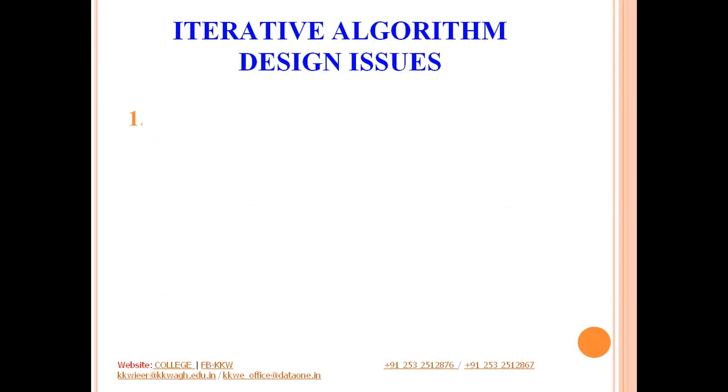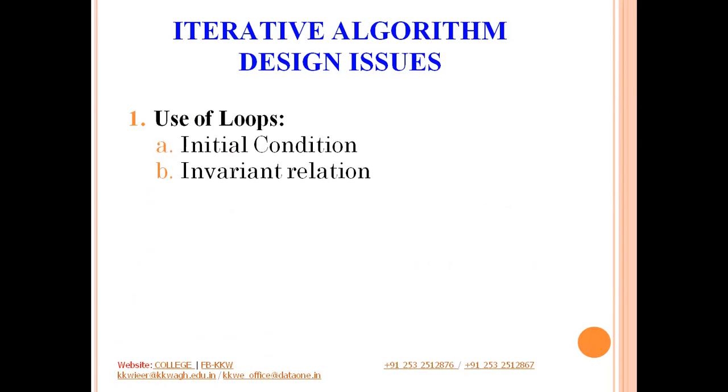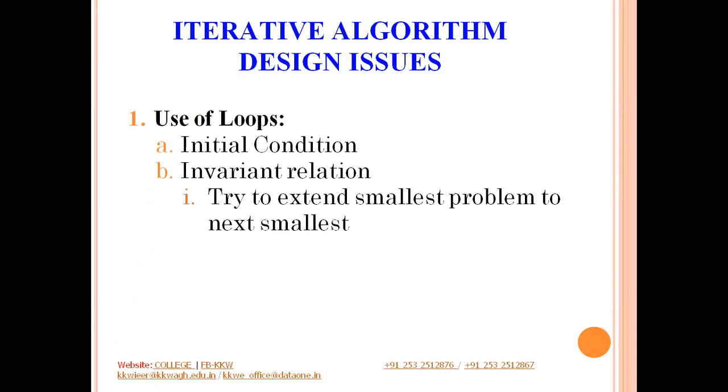Then second one is the invariant relation. Now what this means is, once you have set the initial condition, then in invariant relation, what we actually do is we take it to the next level. That is, from initial condition, we try to extend the smallest problem to the next smallest, then the next smallest, and so on and so forth. So how will you write the invariant relation? Initial condition was i is equal to 0, so invariant relation will be i is equal to 1.